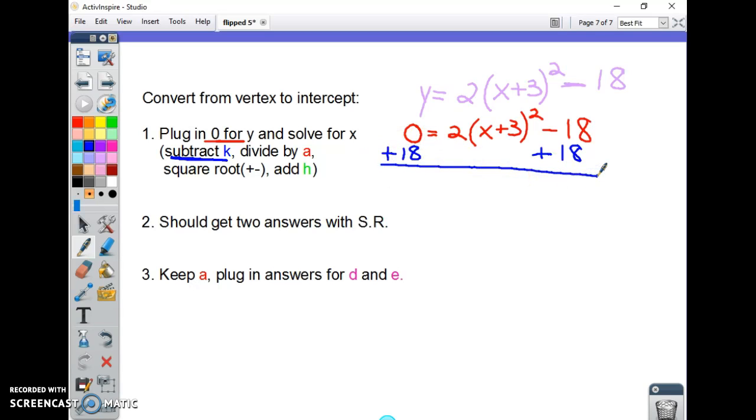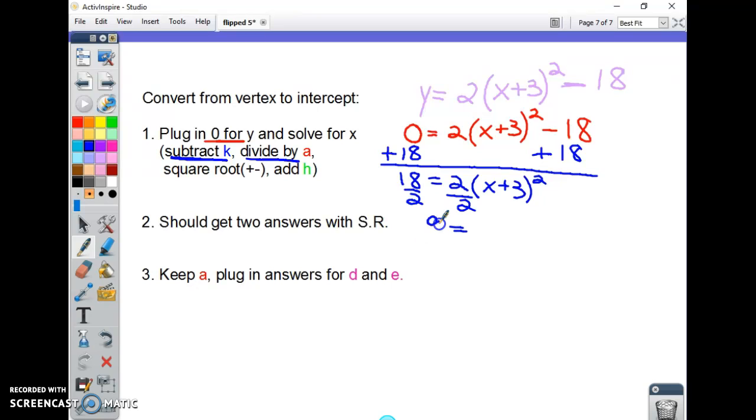So we have 18 is equal to 2 times the quantity x plus 3 squared. Hopefully that's clear on when I say subtract k. Really what I'm trying to say is get rid of k. Alright, next step, we should be dividing by a next, because this is a reverse PEMDAS. We're going backwards from PEMDAS when we do algebra. So we're dividing by 2 here, dividing by 2 here.